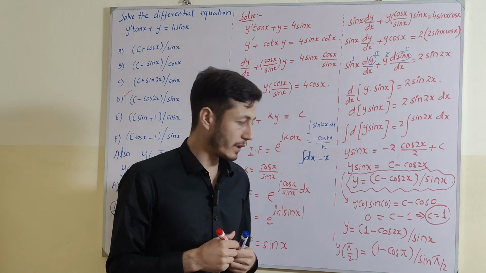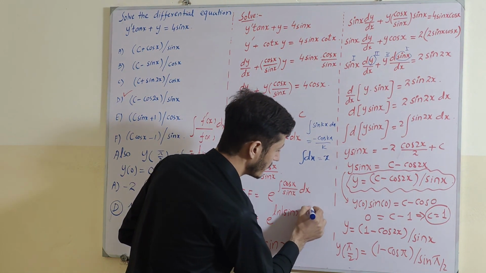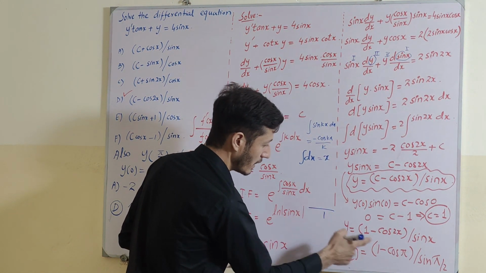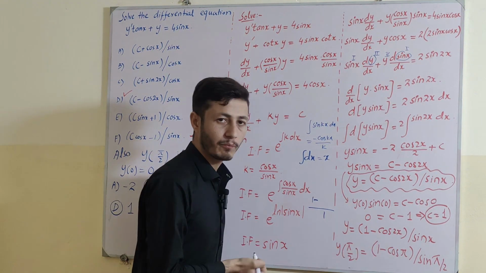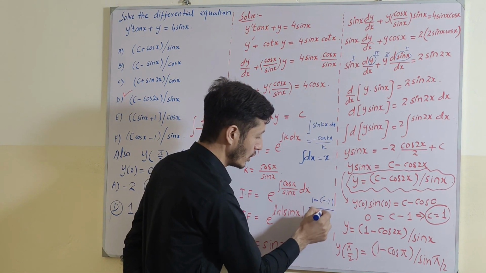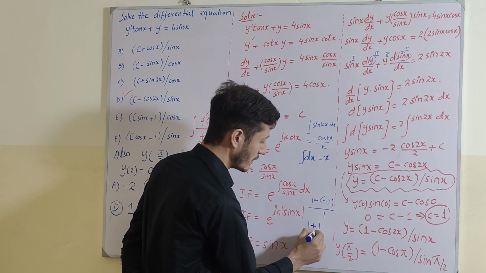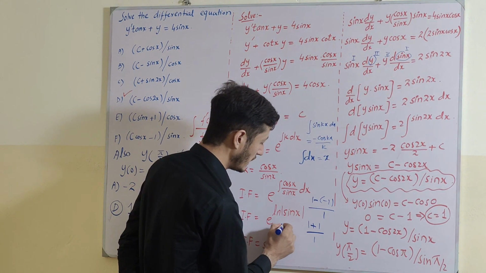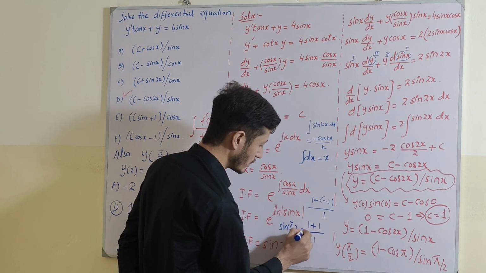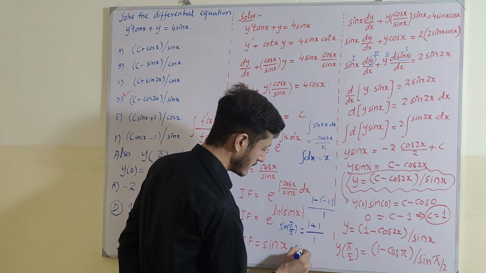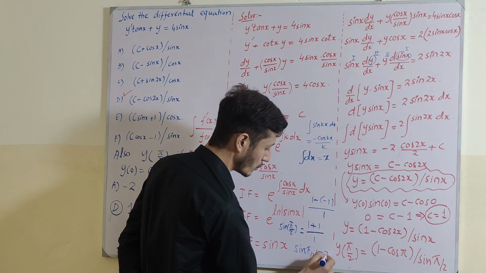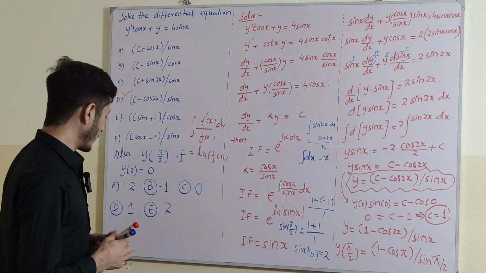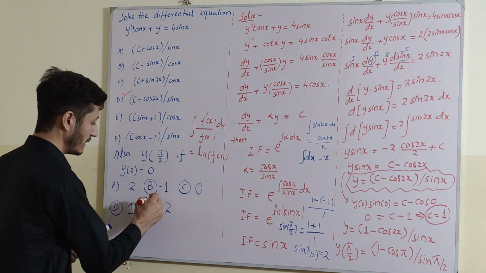Sine of pi by 2 is 1, so the denominator gives us 1, and the numerator is 1 minus cos of pi, which is what? Minus 1. So 1 plus 1 divided by 1, so y of pi by 2 is equal to 2. So in the options, it is the final option E.